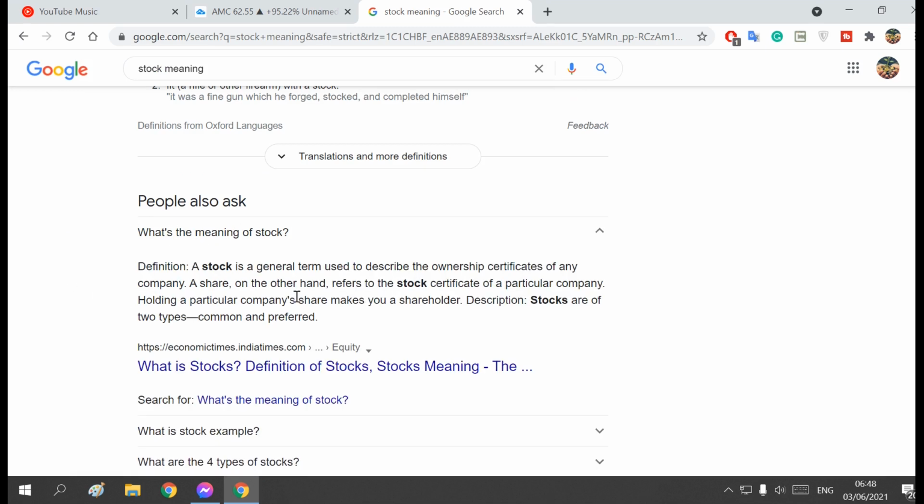It's just a general term used to describe the ownership of any company. It is referred to as a stock. On the other hand, a share actually refers to the stock certificate of a particular company. Holding a particular company's share makes you a shareholder.